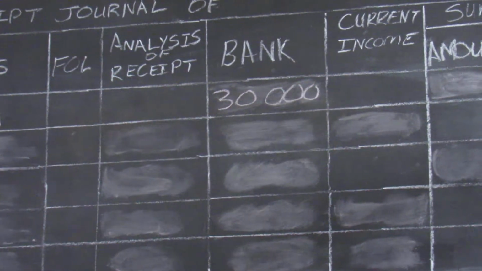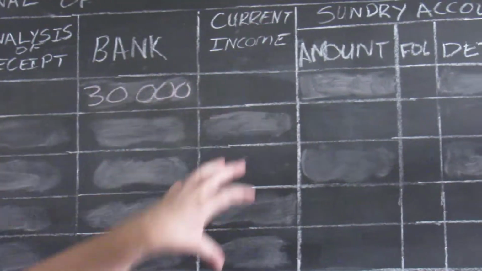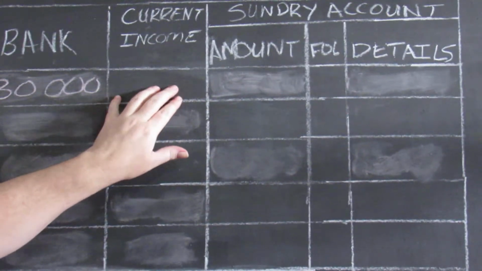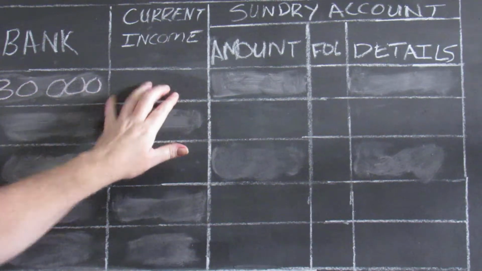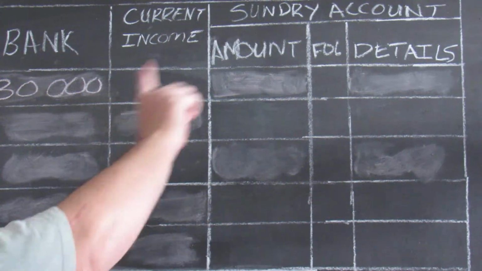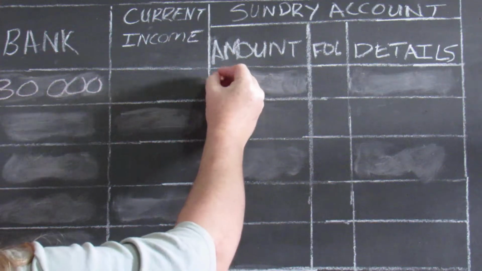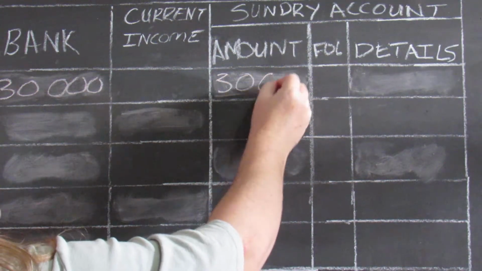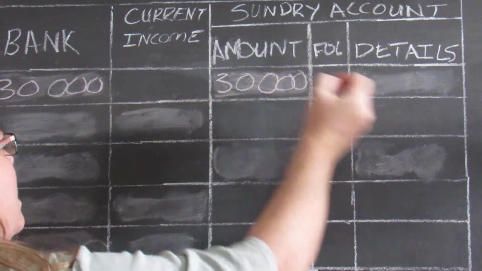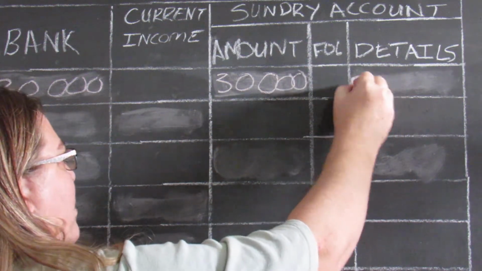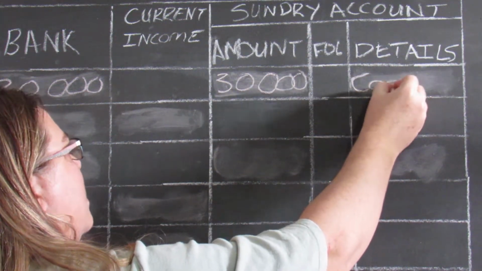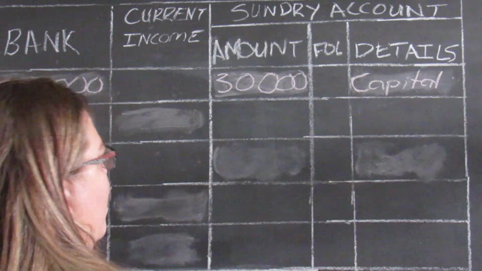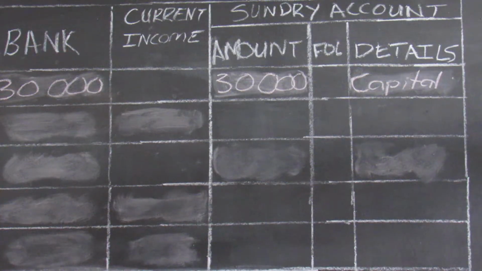Now as you can see here, this column does not say capital, it says current income. So you cannot record this amount into the current income column, you'll have to put it in the sundries account column. So here, you're going to put the amount of 30,000. And you are going to put capital as the details, because we need to know what the amount was deposited for.